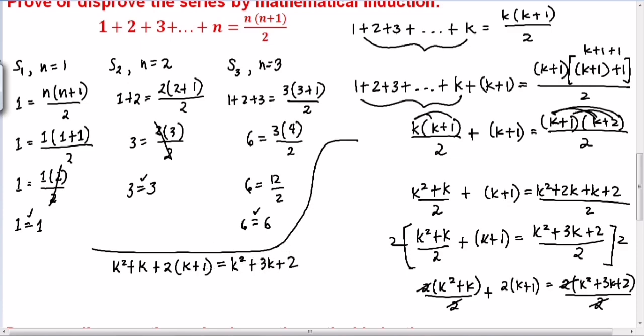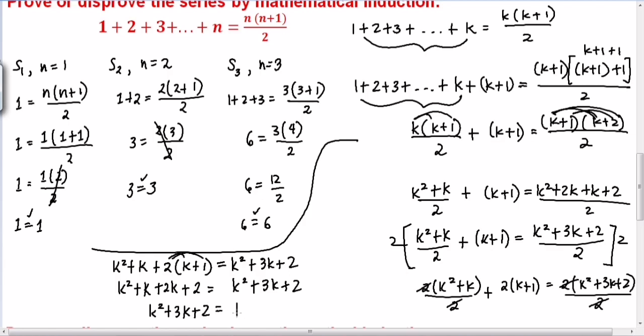Okay? Tapos, ito, nakasimplify na to. So, dito na lang tayo magsisimplify. So, k squared plus k. So, distribute lang to. So, 2 times k is 2k. And then, 2 times 1 is 2. Equals k squared plus 3k plus 2. So, iayos nyo lang to. Siyempre, ang similar terms dyan is itong dalawang k. Okay? So, k squared, 1k plus 2k is 3k.